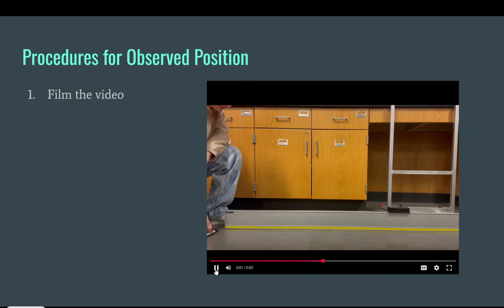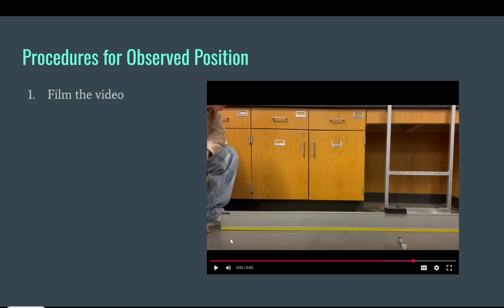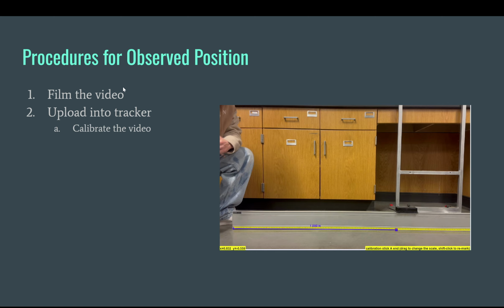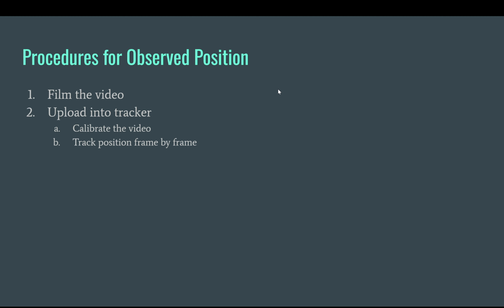For the observed position, first you'll want to film the video, as you can see right here. Go ahead. Roll the marker for a meter, that's the expo marker. Second, you'll want to upload the video into the Tracker app, and you'll want to calibrate the video. So as you can see, I had the meter stick in the background, and I set the meter to equal a meter in the Tracker app so that we can then go in and track the position frame by frame.